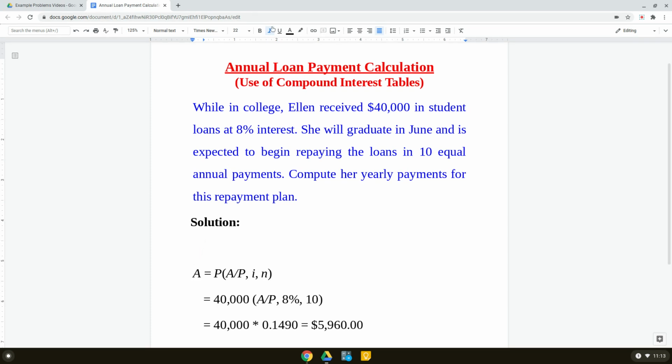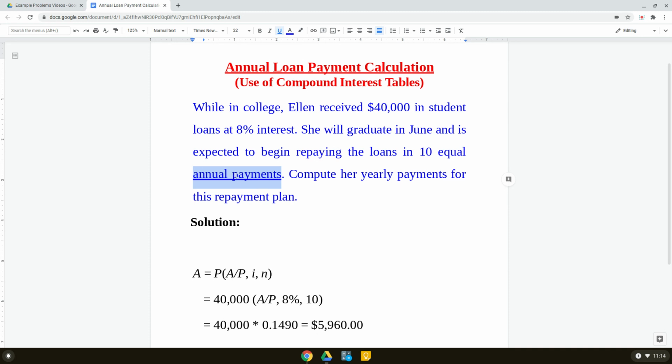This is about an educational loan. Ellen received a $40,000 loan and now she has to pay it back with 8% annual interest in 10 equal annual payments. So two things that are important in this problem. We are talking about annual payments, right? So this is an annual payment problem. So let me underline that. This is important. We want to calculate annual payments.